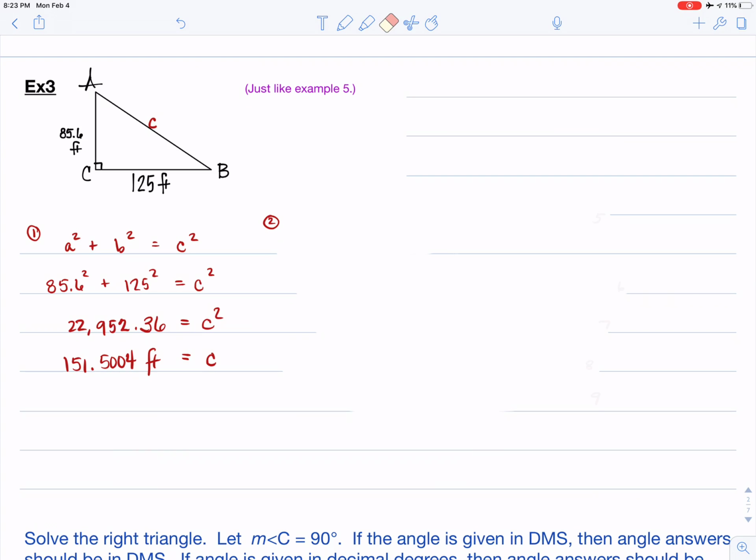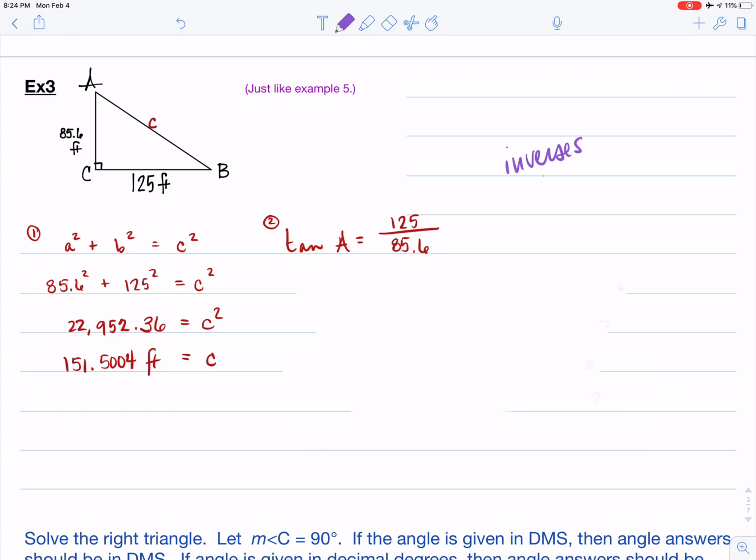I still need my angle A or my angle B. And so for this, I'm going to use tangent. So I'm going to go ahead and look for angle A first. So the tangent of angle A is opposite over adjacent. So that's where I got my 125 over 85.6. Inverses find angles, and this is going to be a phrase that you're going to hear frequently. So let me write it down.